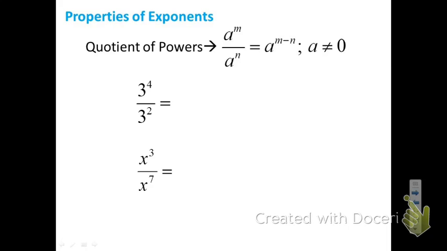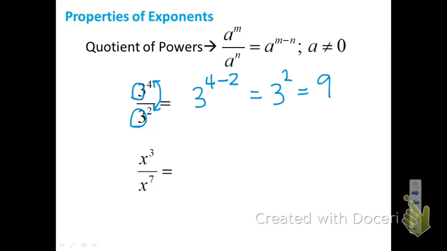I like to show you these two on purpose. Our bases are the same, so we're going to look at those two exponents. The 4 is greater on top. We're going to leave that 3, and we bring the 4 here. It stays there, but we bring the 2 up and subtract. And this will give us 3 squared, which is 9.